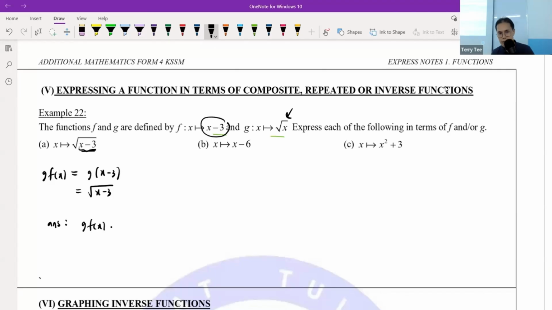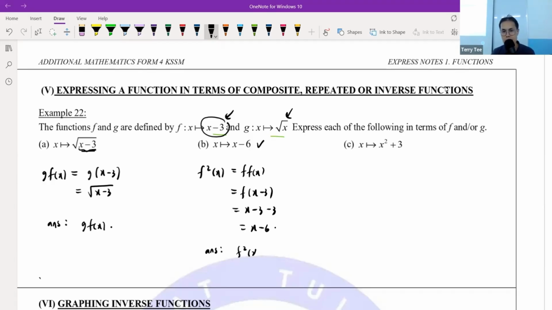Okay, second one. I have minus 6. You can see minus 6 is basically minus 3 occurring twice, isn't it? Minus 3, minus 3, this is minus 6. So I'll just validate by doing f squared x. f squared x is ff(x), meaning we put f(x) inside f(x). So it's x minus 3 minus 3. My answer is x minus 6. So I confirm this is true. We say that your answer is f squared x.